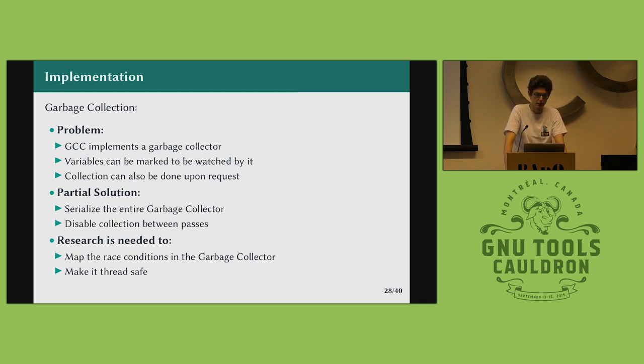So we serialized the entire garbage collector, and currently we disabled collection between passes, and still there are things being released by the garbage collector. Somehow there are race conditions that need to be solved. We need to make it thread safe, either by implementing a less serial garbage collector or a distributed one. I don't know if it's possible.